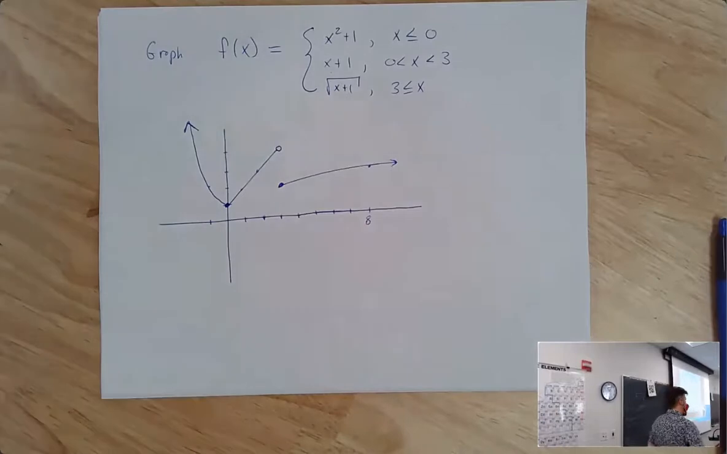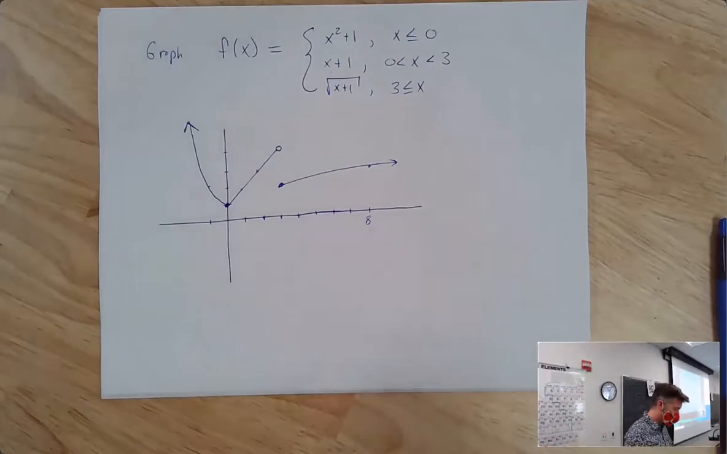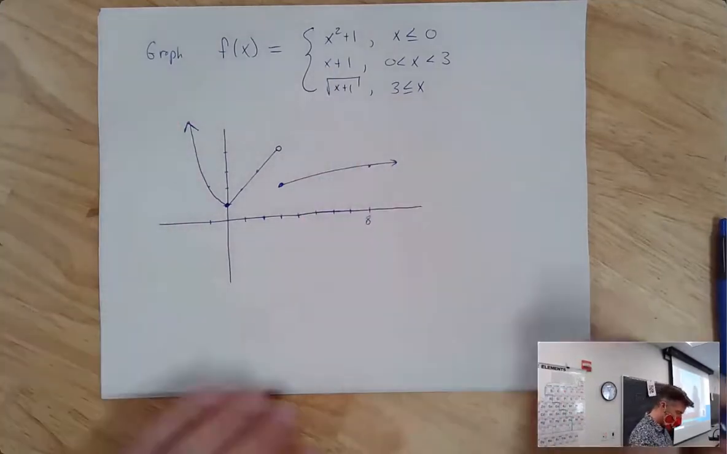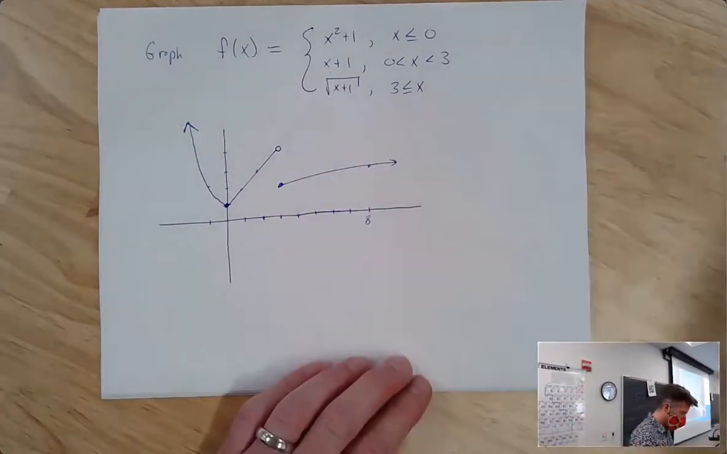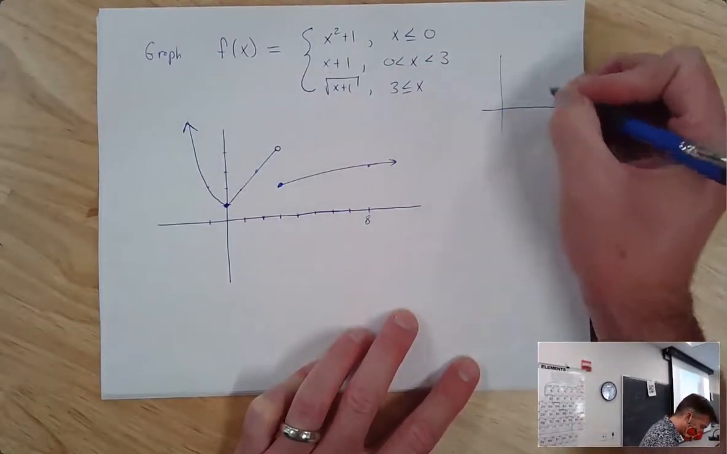And I, oh yeah, go ahead. He said, wouldn't it be an open circle for 0 for the second one? Well, so yes and no. So it would have been if we had just graphed this middle part here. So if I was just graphing y equals x plus 1 from 0 to 3, it would look like this.